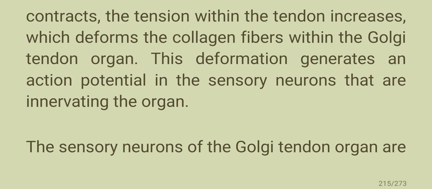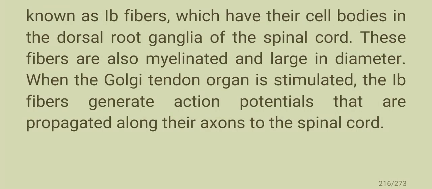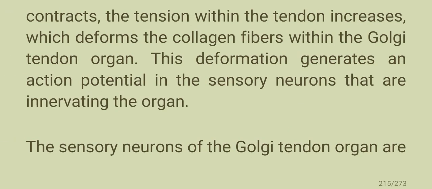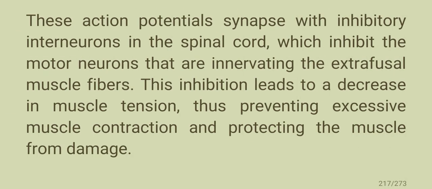The sensory neurons of the Golgi tendon organs are known as 1B fibers, which have their cell bodies in the dorsal root ganglia of the spinal cord. These fibers are also myelinated and large in diameter. When the Golgi tendon organ is stimulated, the 1B fibers generate action potentials that are propagated along their axons to the spinal cord. So that's all about this topic.